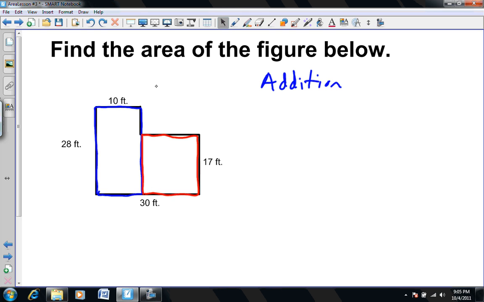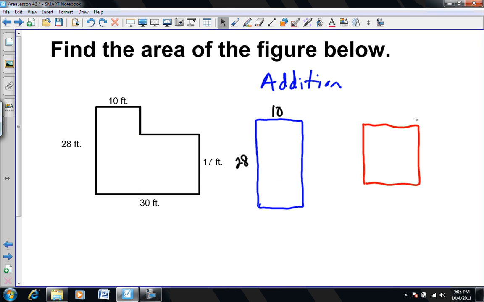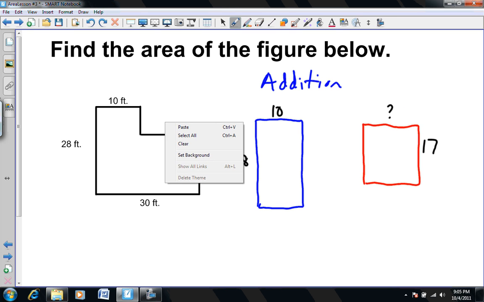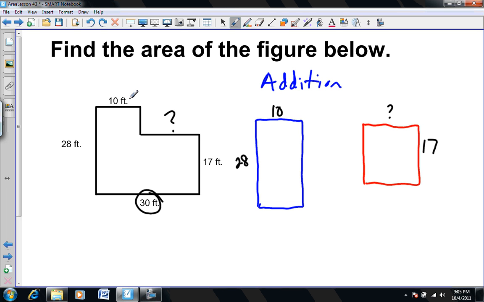And if I were to add the area of those 2 rectangles together, it would give me the area of this shape. So if I take both of these rectangles and label what I know about them, I know that this is 10 feet and this is 28 feet. I can figure out the area of that rectangle. Now if I go over here, what do I know? Well, I know that this is 17 feet, but I really need to figure out the measure of this side right here. That side's the same thing as this side over here, and I'm pretty sure I can figure that out because if I use my segment addition postulate, I know that 30 minus 10 is 20 feet. This is going to be 20 feet right here.